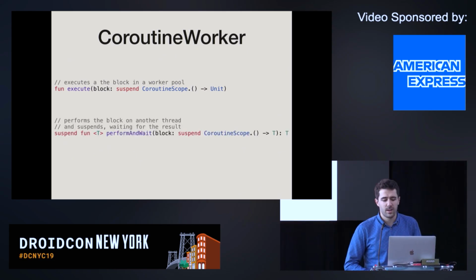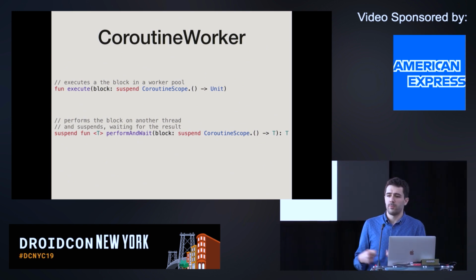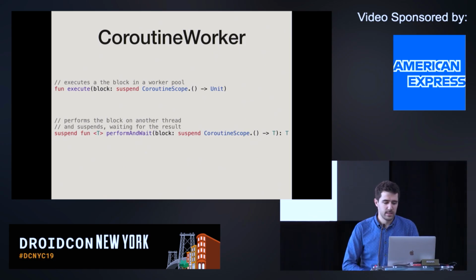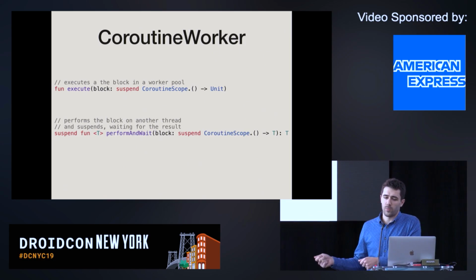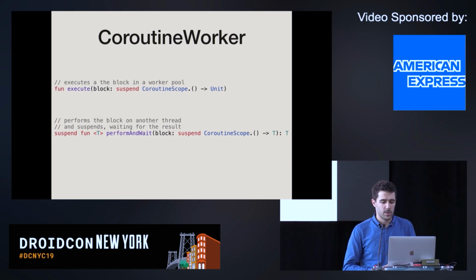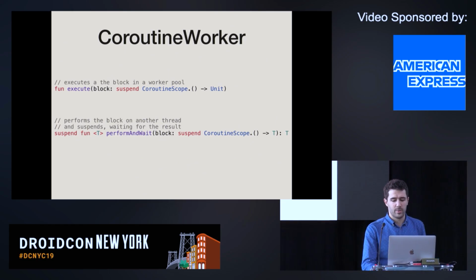And then we're going to talk about this other one called perform and wait. And this is something that on the JVM you might reach for instead of using withContext(Dispatchers.IO). So essentially you're in a coroutine context and you want to perform some work while you suspend the current coroutine waiting for it. And I have another diagram for that later, so don't worry about remembering that right now.